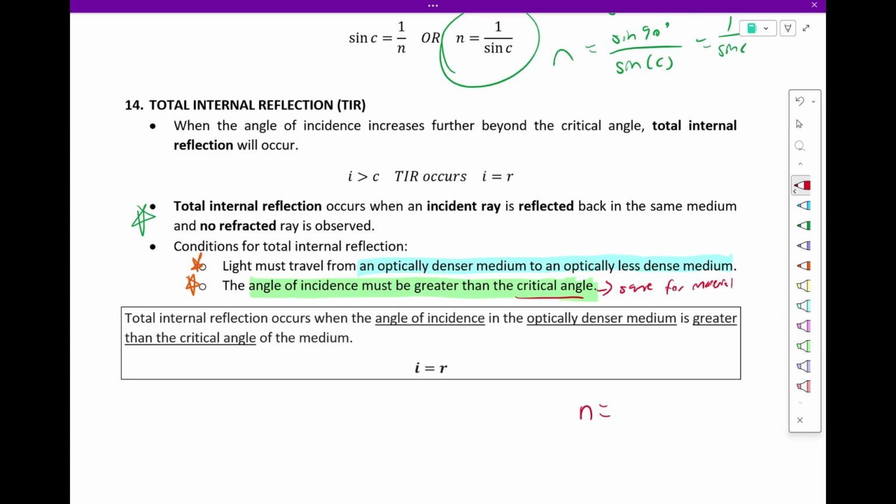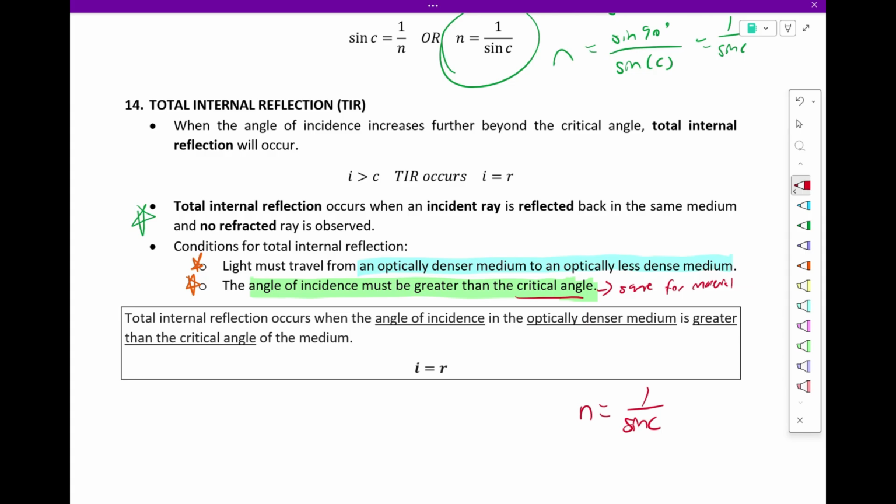Because of the formula n equals 1 over sine c, right? Because your c is always the same for the same material like glass, your c will therefore always be a fixed number. So it's kind of like your density. If you have the same medium, you have the same density. Same thing in this case: if I have the same medium, glass, water, diamond, whatsoever, I typically will have a specific critical angle. So the angle of incidence and the critical angle are not always the same.